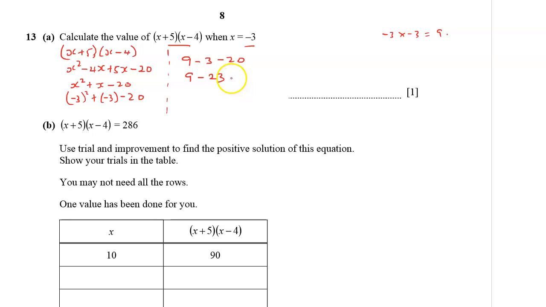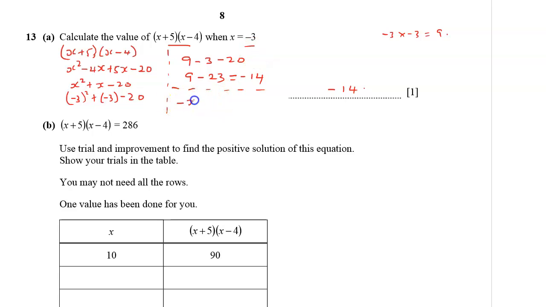Of course, this will give us minus 14. So our answer is minus 14. You can also do it in a simple way. Instead of expanding like I have done, you can also substitute the value of minus 3 straight.